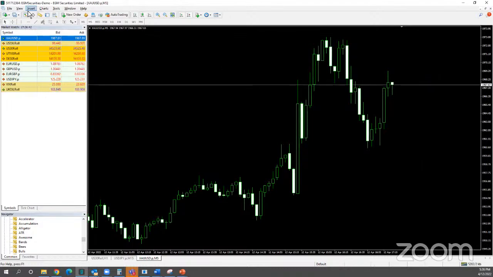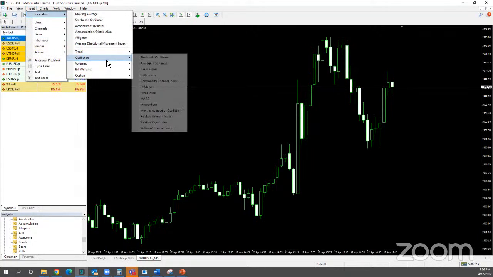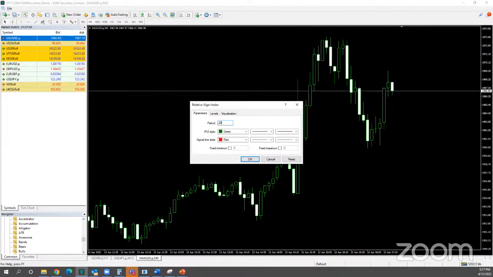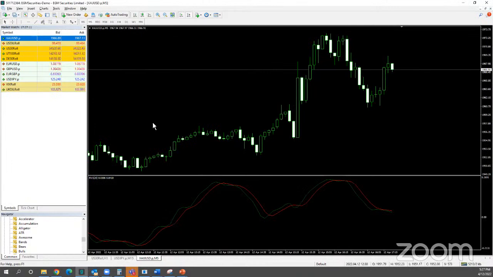Add this indicator. It's called the relative vigor index. It's a very simple indicator, a double cross indicator. That means there are two lines crossing each other. Whenever they cross each other, that could be a signal. However, I don't use it to enter the market. I'd rather use it to exit a market. We don't use the default settings here. I use the 20 period, and I use it this way.